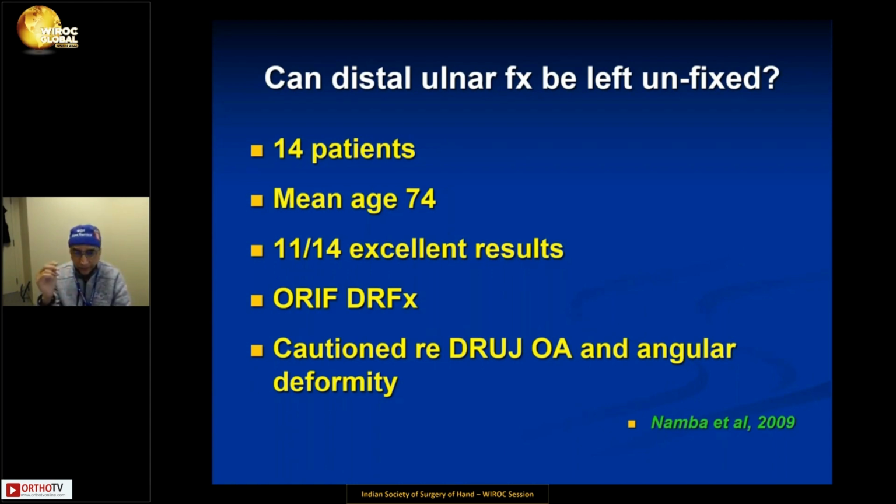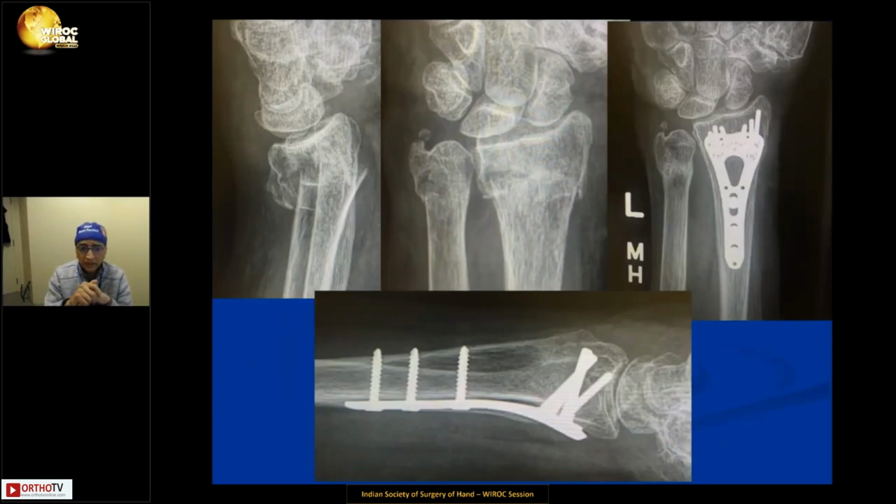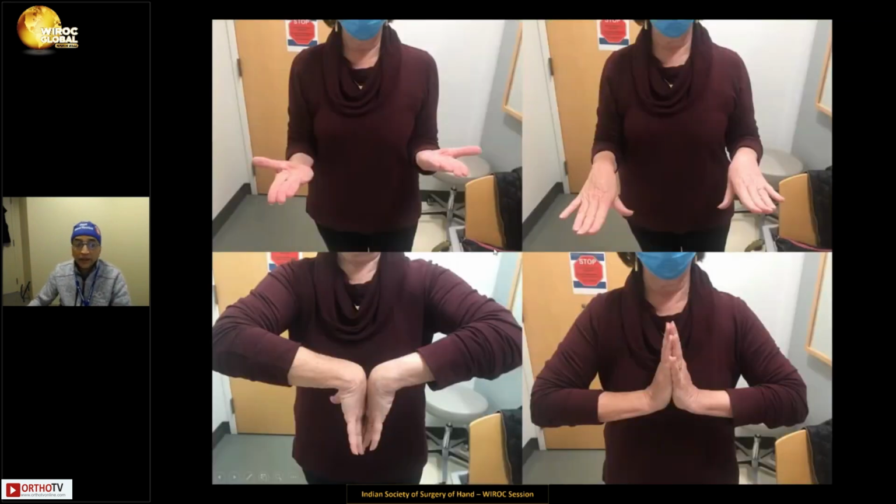So here's someone, she's about 70 odd years old. You can see she has a displaced distal ulnar fracture. We fixed the radius and we left the ulna alone, which went on to heal predictably. And that's her outcome at about 3.5 months.